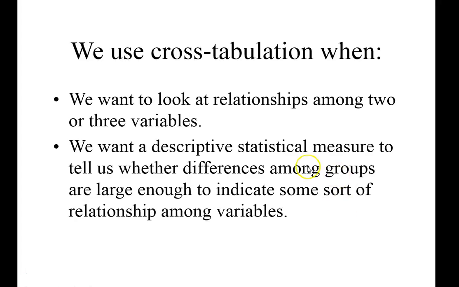So we use cross-tabulations when we want to look at relationships among 2 or 3 variables. We want a descriptive statistical measure to tell us whether differences among groups are large enough to indicate some sort of relationship among variables. Now, remember at the very beginning we were talking about bivariate. Bivariate is among 2 variables. When we start getting into 3 and more, we're looking at multivariate, but you can still use the cross-tabulations.